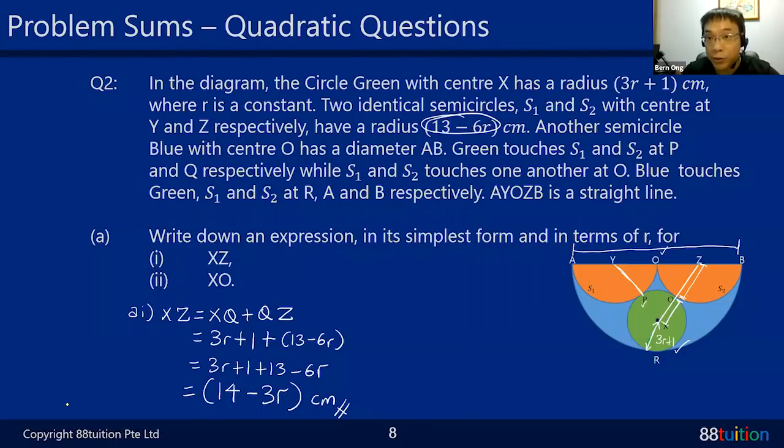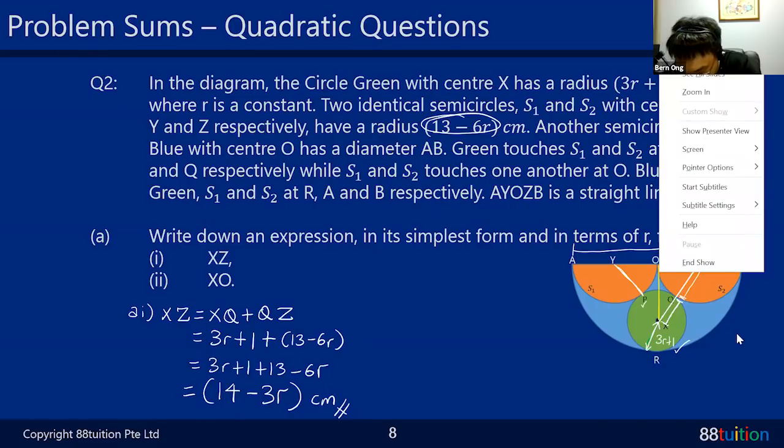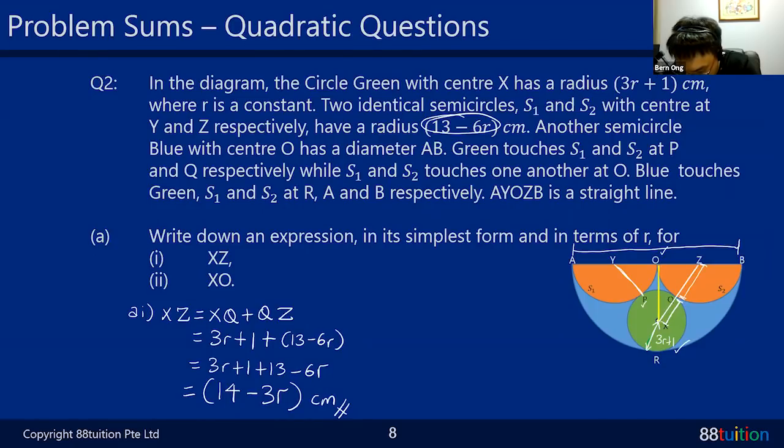Once you get that, let's move on. How to find XO? Where is XO? XO is down here, this yellow line. I'm using my ruler again. This is the yellow line. How do you find XO?